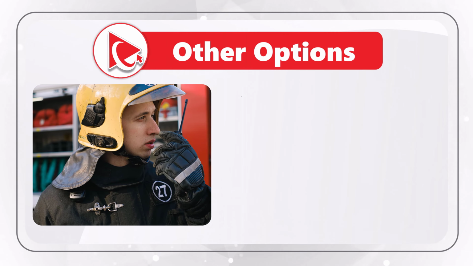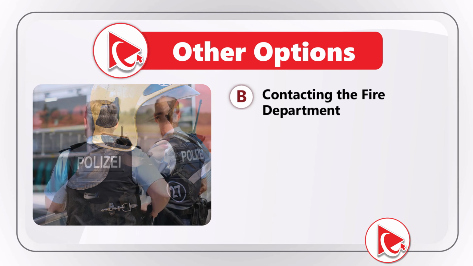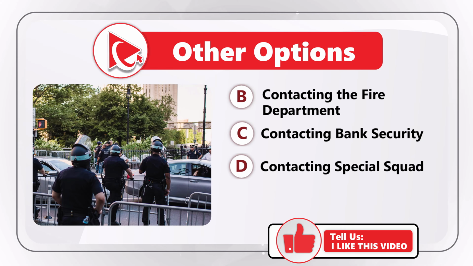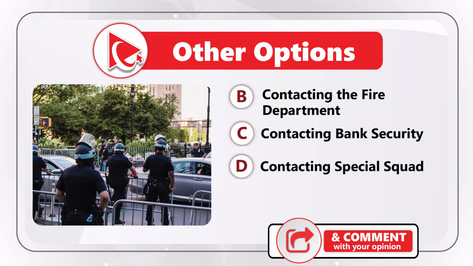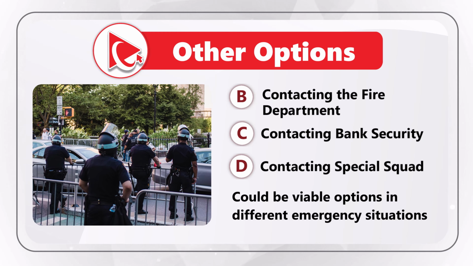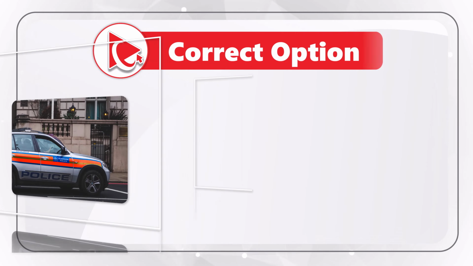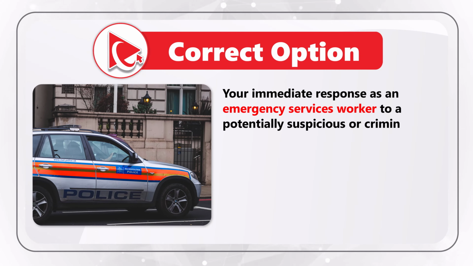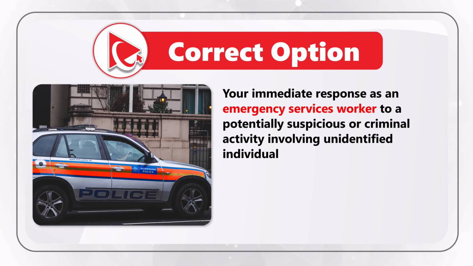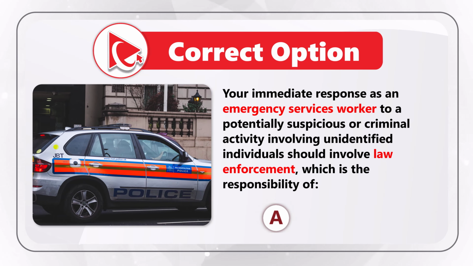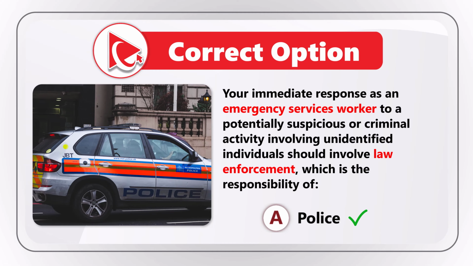Let's look at other options presented. Other options are B, contacting the fire department, choice C, contacting bank security, and last but not least, choice D, contacting special squad. These options could also be viable in various different emergency situations. But I believe that your immediate response as an emergency services worker to this potential suspicious or criminal activity involving unidentified individuals should involve law enforcement, which is the responsibility of the police. So I think the correct answer here is choice A, contacting police.